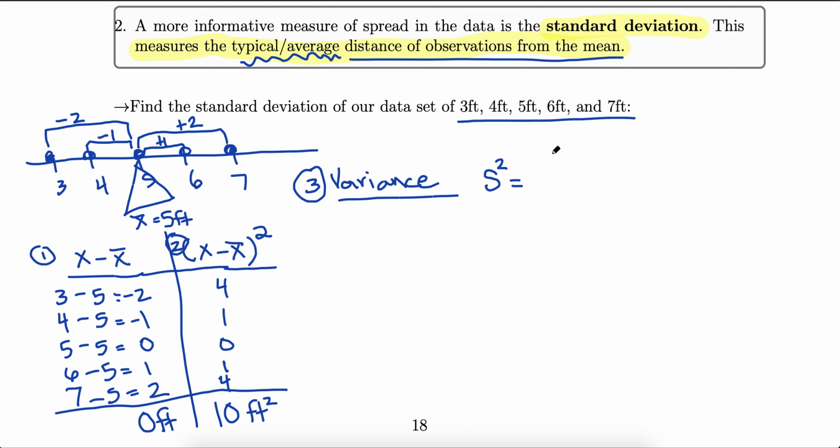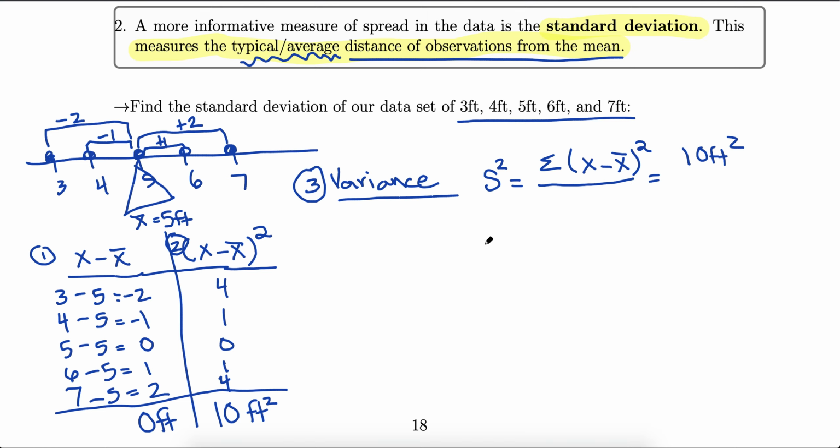All right, so the variance is again given by s squared. It's calculated by, remember this sigma means add them all up. So I'm adding up how far the points are from the mean squared. So that's this number down here. That's our 10 feet squared. Just adding up. I've added up all those squared distances. So that's all that notation means.